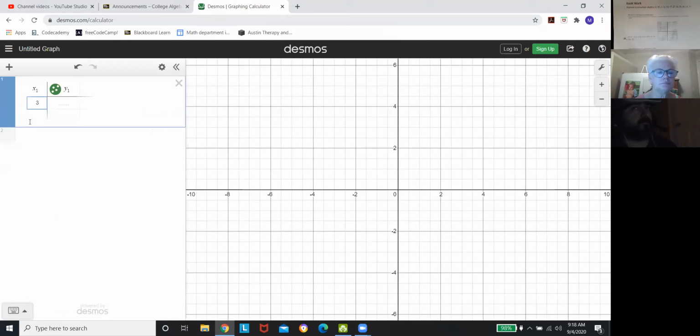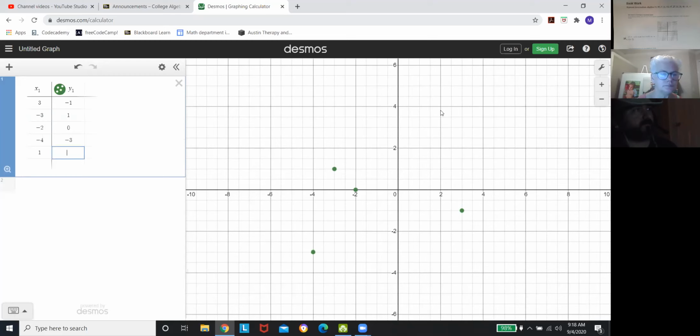-1, 3. We were doing T-charts, and if you want to do a T-chart, you can do it in Desmos. -3, comma 1. I'm being a bit lazy maybe. -2, comma 0. -4. Ooh. -3, 1. And 14/5. If you don't know where that is, what is that?